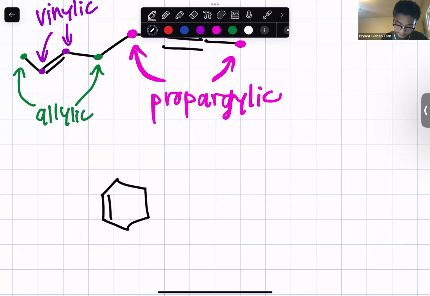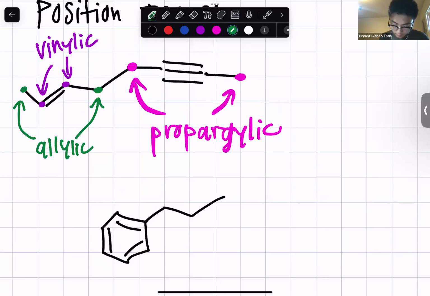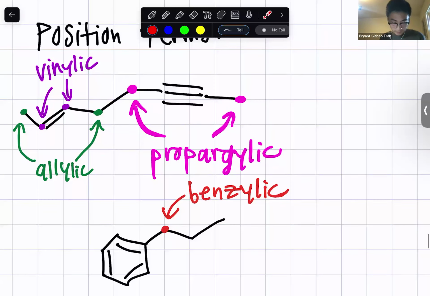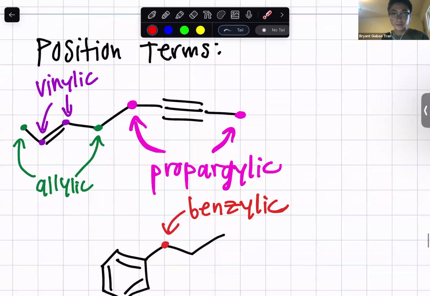You could also have something like this where this carbon right here is one away from this double bond right here, but that double bond is also part of a benzene ring. If it's part of a benzene ring, that is benzylic, which is going to be chapter 15, the chapter after this one, the benzenes. But for now, we're just focused on the allylic carbons for this NBS reaction.